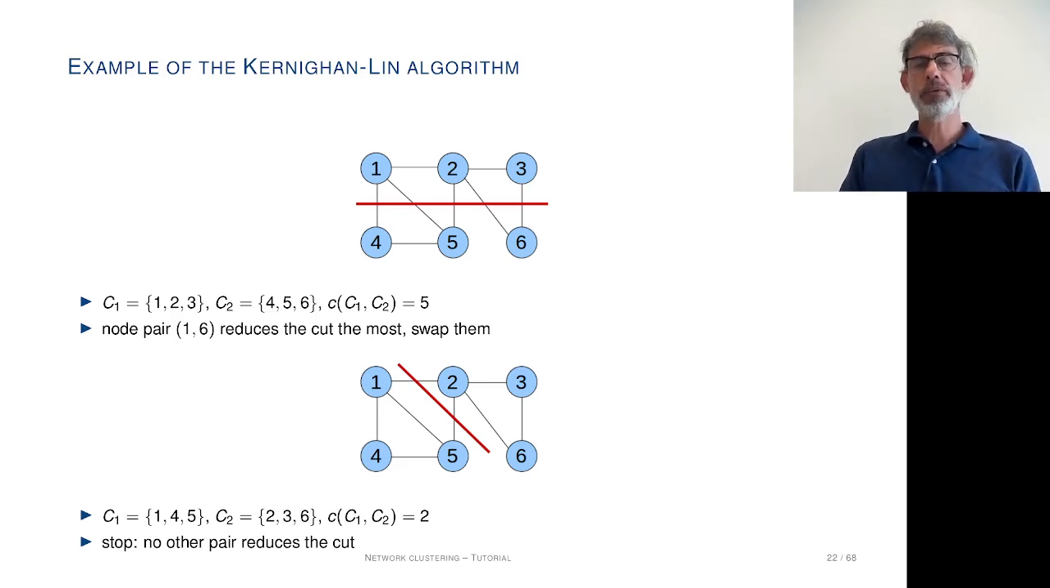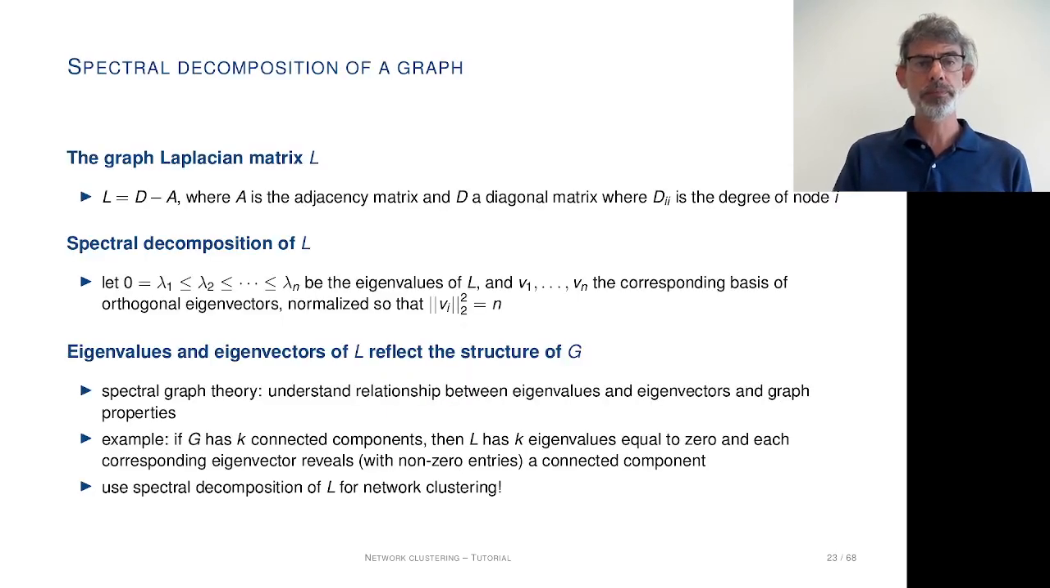And if you iterate again, you would find that there's no swap that can reduce the cut size further. So we stop here with this allocation, which is actually the optimal allocation. So that's the Kernighan and Lin algorithm.